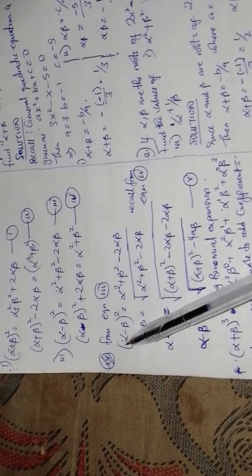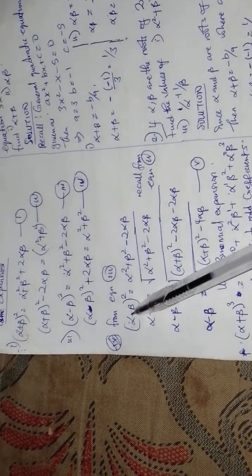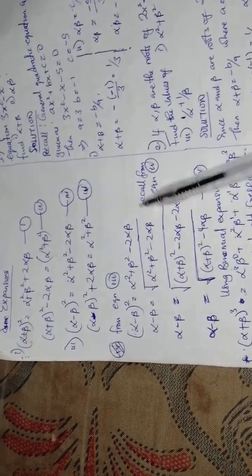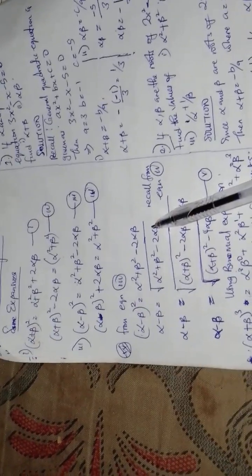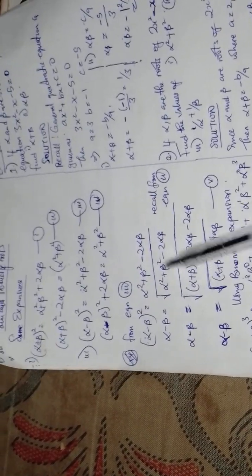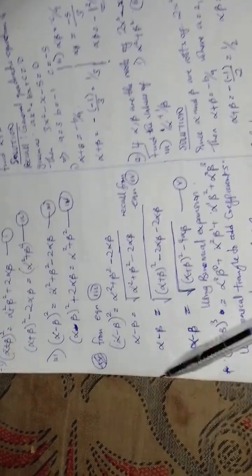This one is gotten from equation 3, and from equation 3 we are looking for alpha minus beta, so we have to remove the square by taking the square root on the other side of this equation. Now from here, what are we going to do?